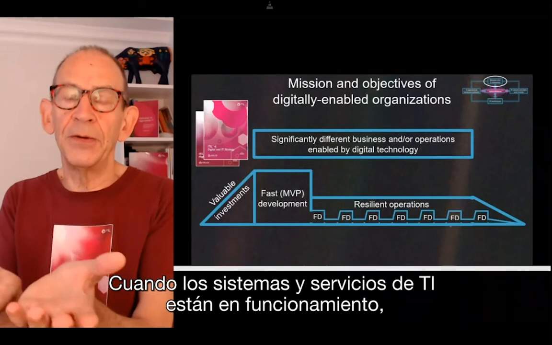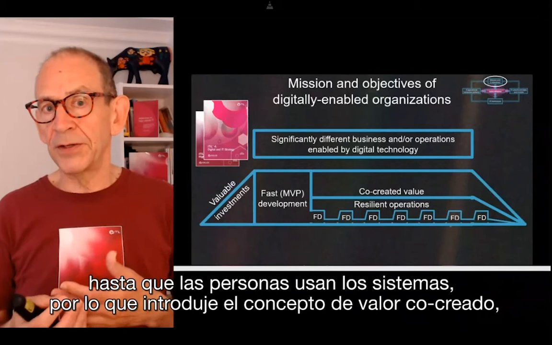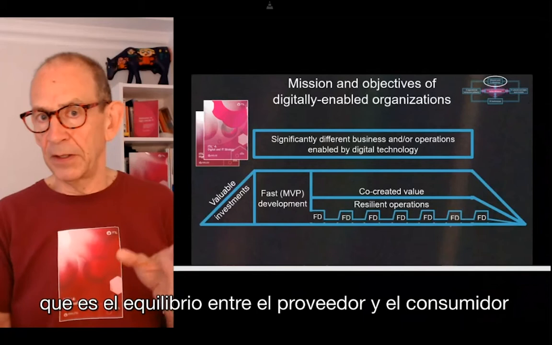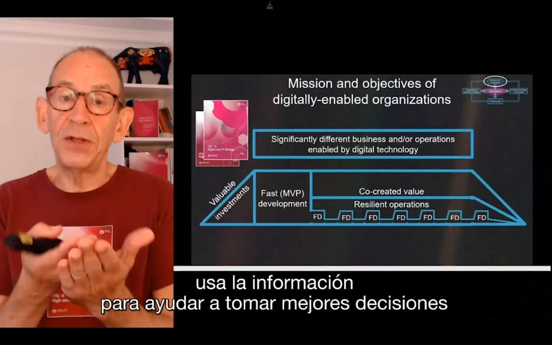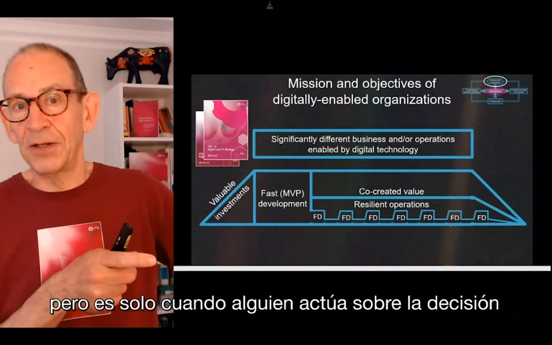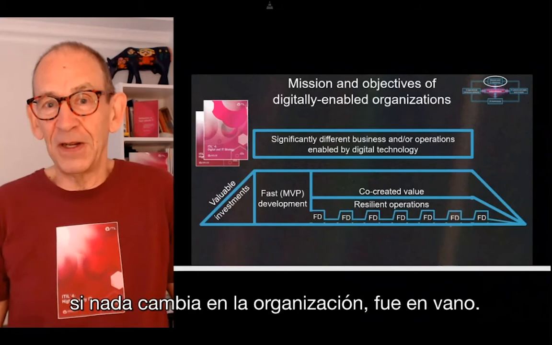But it's good to realize that absolutely no value has been realized until people use the systems, which is why I introduced the concept of co-created value, which is that dance between provider and consumer, where people use the system, get information out of it, for instance. It's an information system, it's about getting information. You use the information to help you take better decisions. But it's only when somebody acts on a decision that's been improved by information that you got out of that system that you've realized value. If nothing changes in the organization, it was for nothing. So we have to realize this is a co-production. So that's the fourth objective.